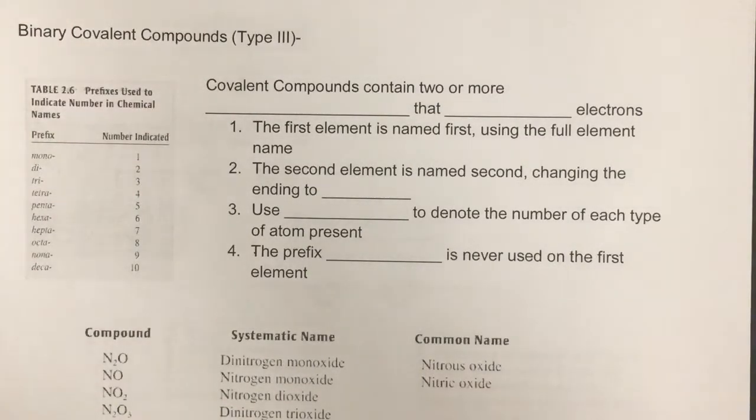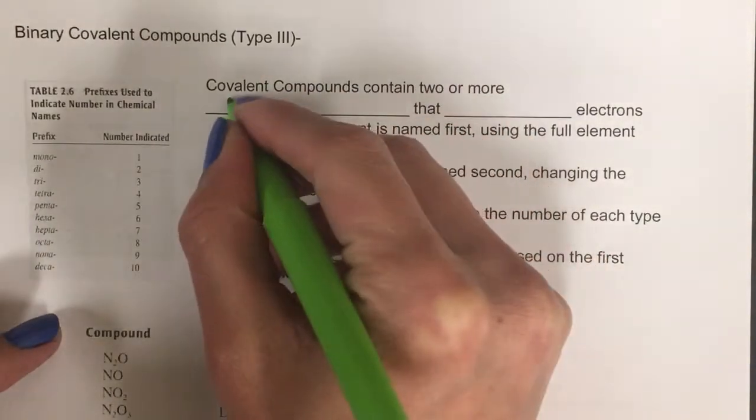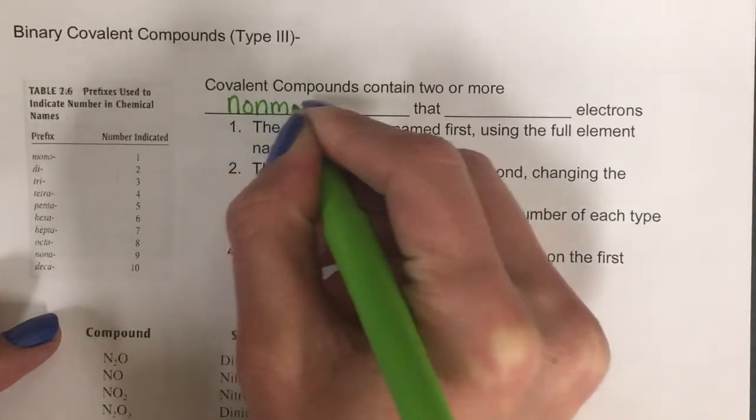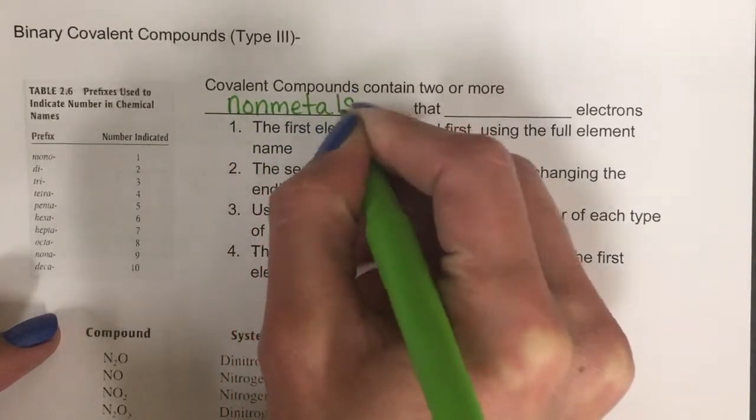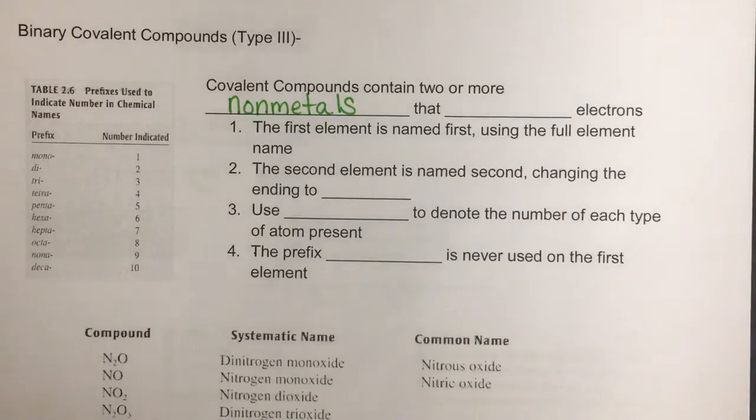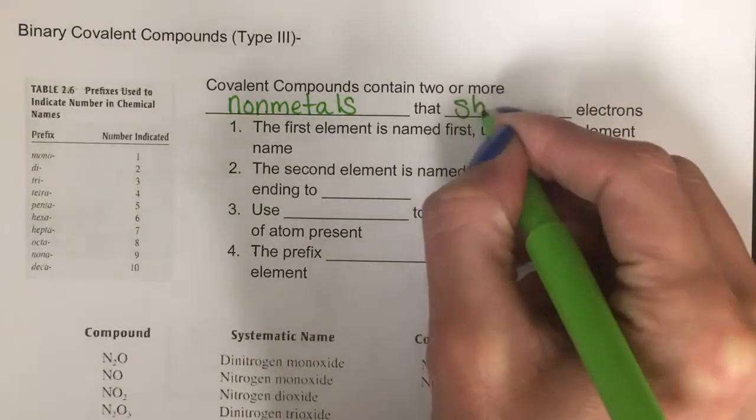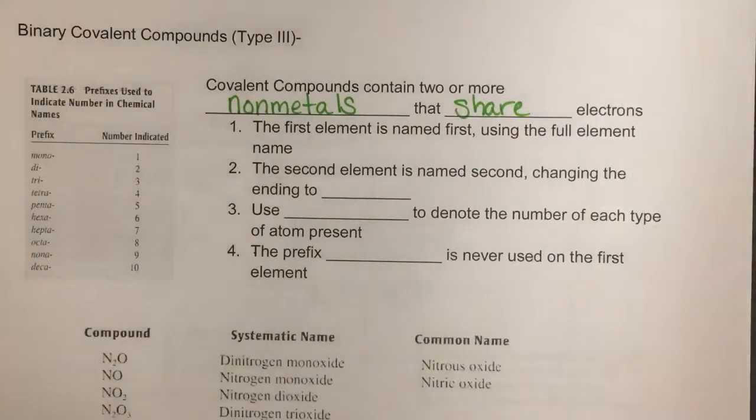All of the compounds that we've worked on naming up until this point have been ionic compounds. They've contained a metal that's lost electrons to form a positive charge and a nonmetal that's gained electrons to form a negative charge. Covalent compounds are different. Covalent compounds have two or more nonmetals, and instead of somebody gaining electrons and somebody losing electrons, they are going to share electrons.